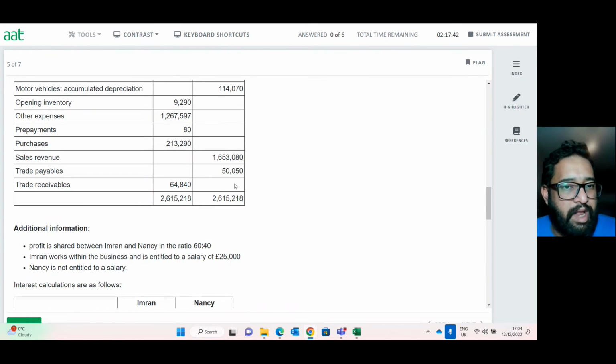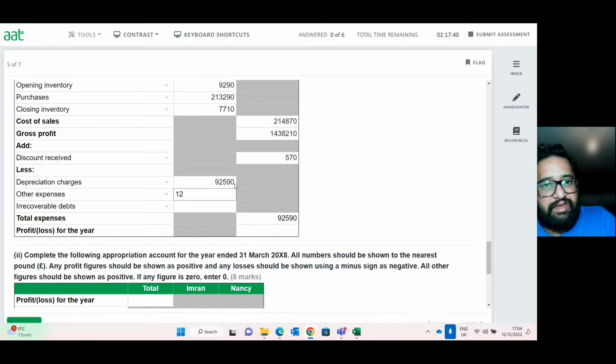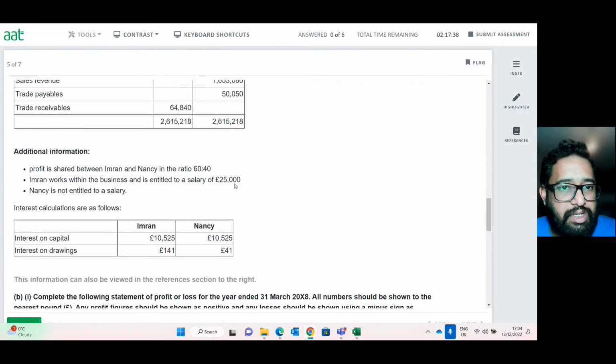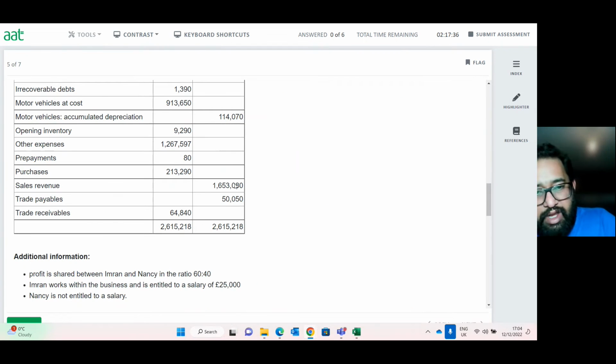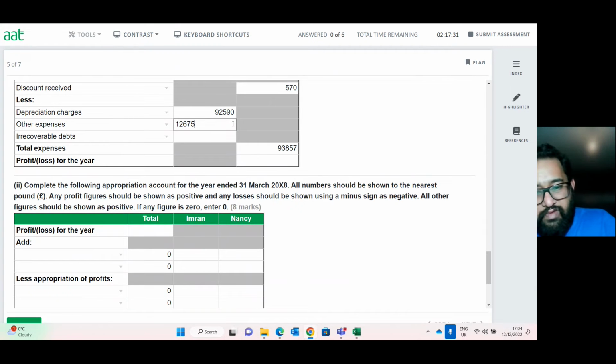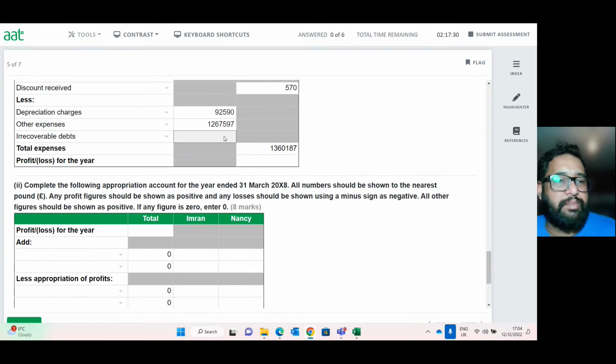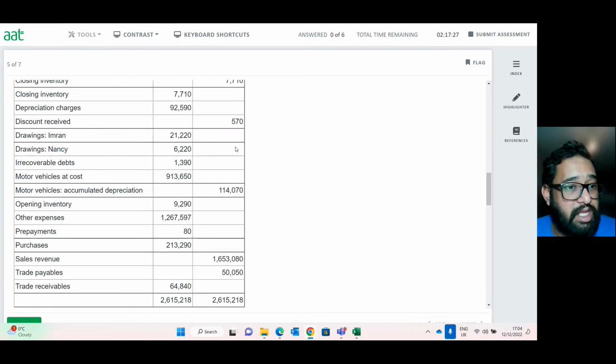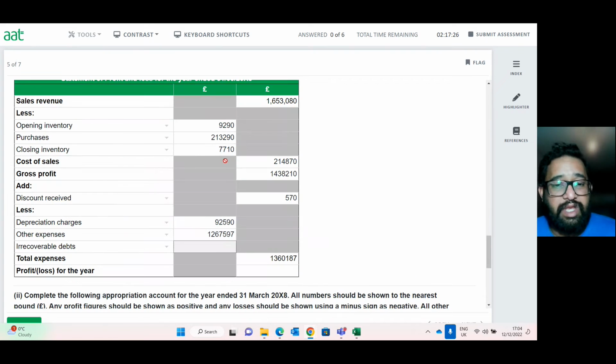Other expenses are 1,267,597 pounds. And the depreciation and irrecoverable debts are coming to a total of 1,390. So that gives me my total other expenses.